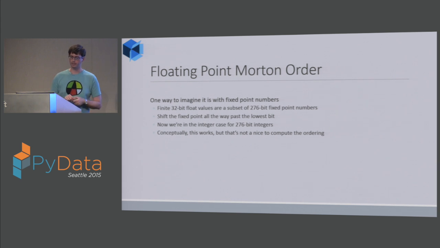It's maybe a little tricky to imagine at first if you're not used to this kind of thing, but 32-bit floats are actually all a subset of 276-bit fixed point numbers. So if we apply this integer Morton order operation to 276-bit integers, then we've got a Morton order, and that just goes naturally to the floating point. No problem. That doesn't help you compute it, though. You don't want to actually make 276-bit numbers for this.